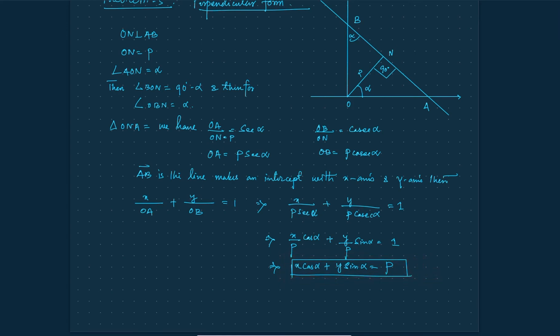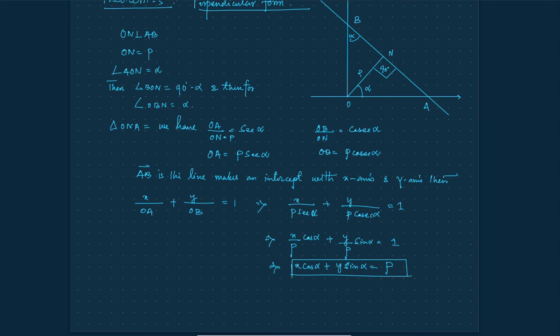Suppose the distance of this straight line from O is given as p, and ON is normal to AB, and the angle of intersection alpha is given to us. Then this is the equation of the straight line.